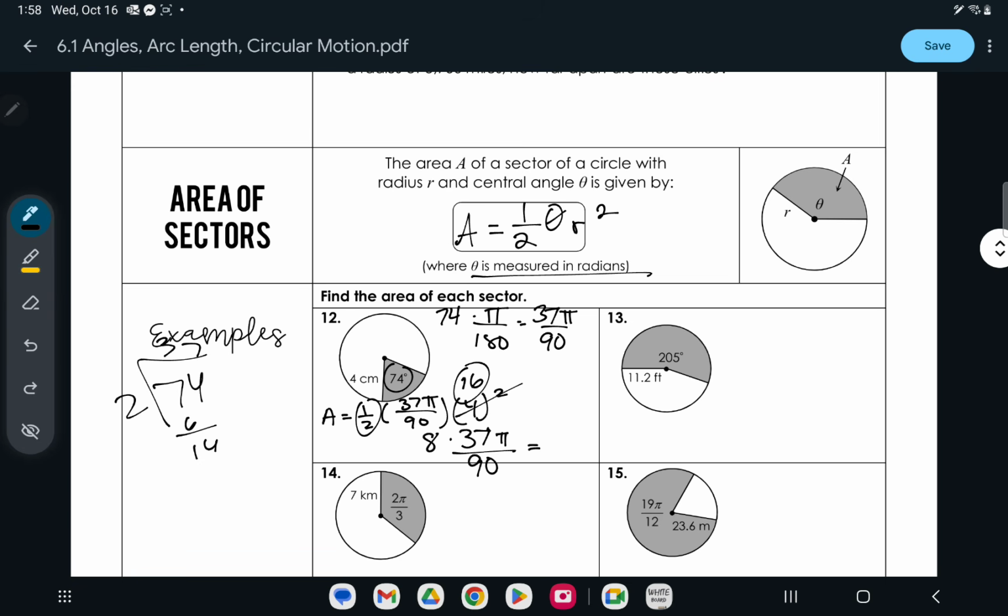It doesn't say what to put it in, so let's just multiply it out and get a decimal. So 8 times 37 times pi divided by 90 will give me 10.3. If we're talking units, it's area, so centimeters squared.